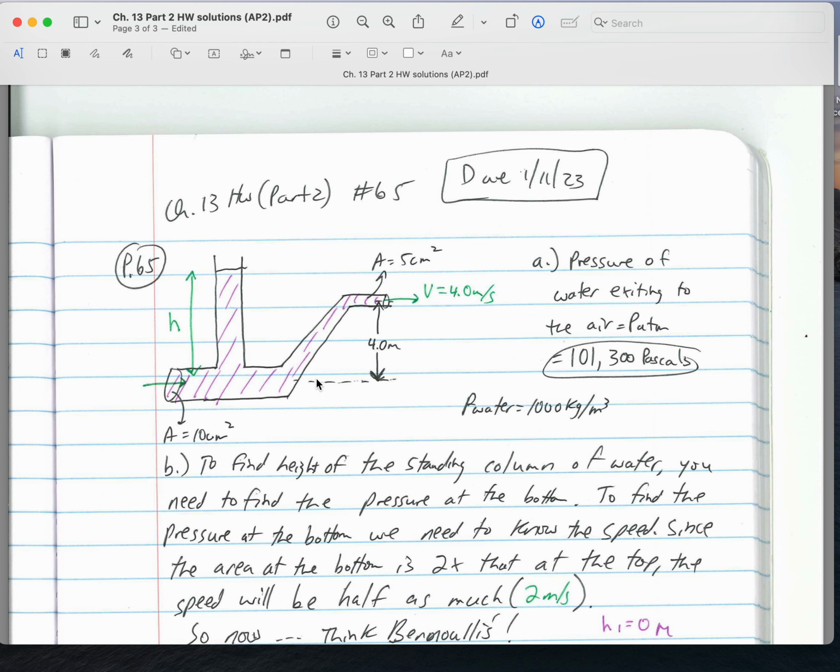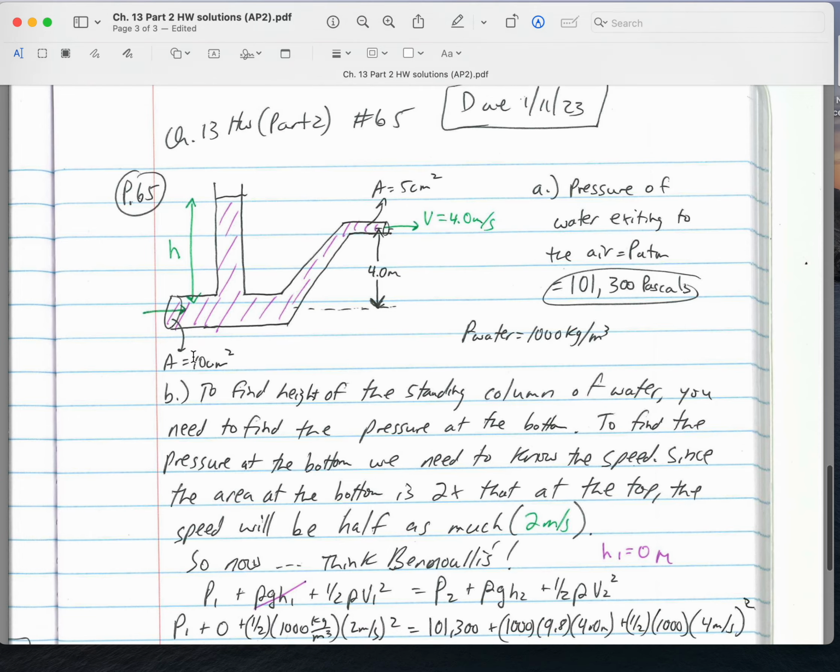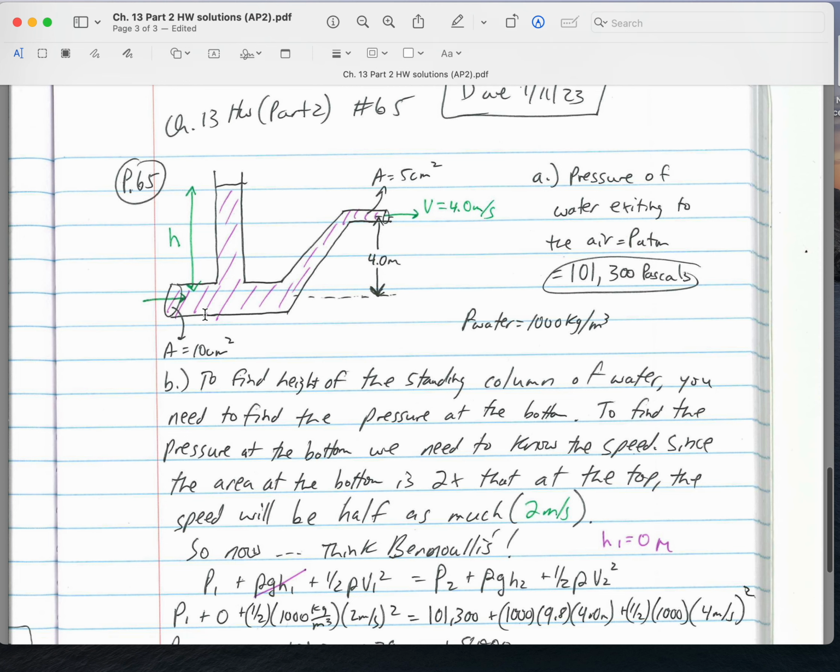And essentially, you're being asked to figure out the height of this standing column of water. So in order to do that, we need to find the pressure down at this point. So you're told the area here is 5 centimeters squared, area here is 10 centimeters squared. So if the area is double, the speed would be 1/2 as much using the continuity equation. I talk about that right here. Now we can think of Bernoulli's equation to find the pressure down at the bottom.